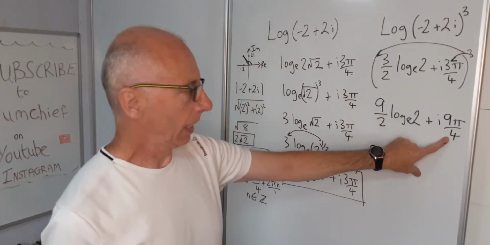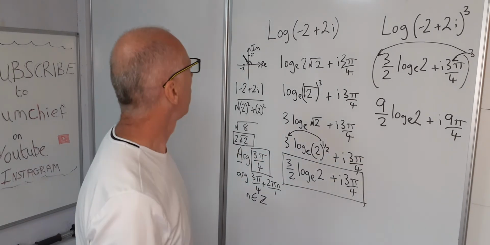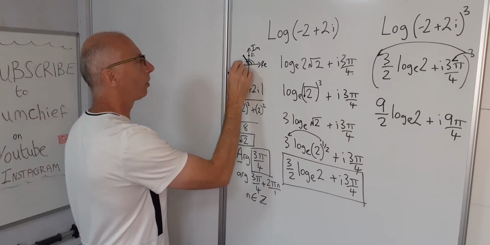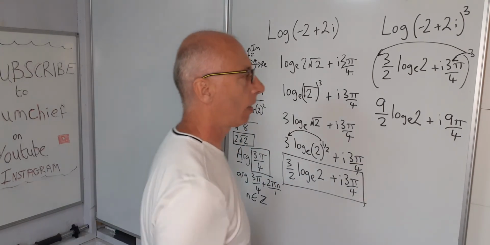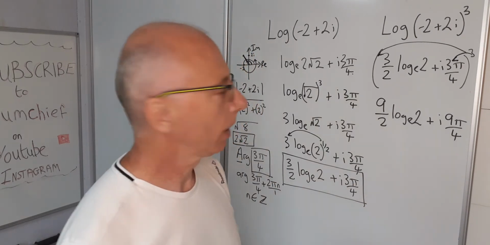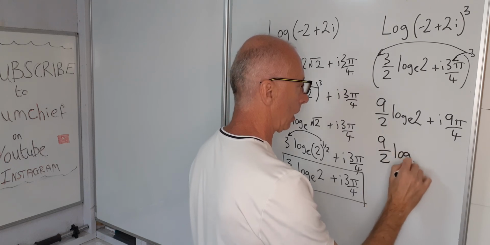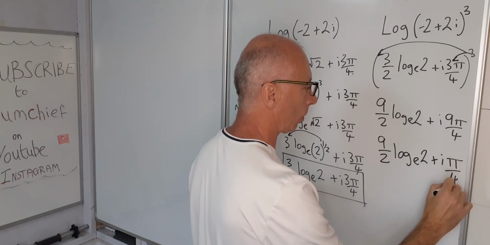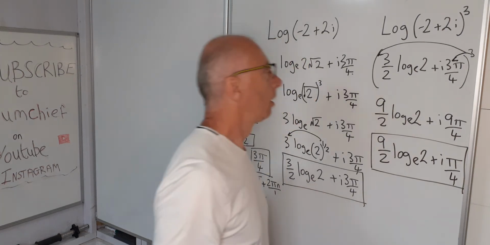But for Euler's identity, 9 pi over 4 is out of the range that we need. So 9 pi over 4, if we go back to this graph, would be around 1 rotation and just a little bit more. So basically what we could do is take 1 rotation off that, I subtract 2 pi, we'll end up with 9 over 2 log base e of 2 plus I pi over 4. And that's our answer there for this question.